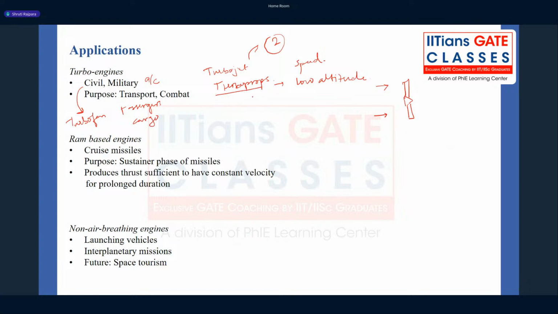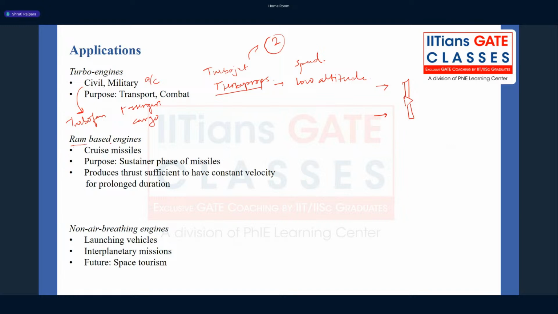So depending on the flight trajectory, the operating altitude and the speed with which the entire aircraft needs to travel, we will choose what sort of engine is best suited, which will give the best efficiency and best performance.